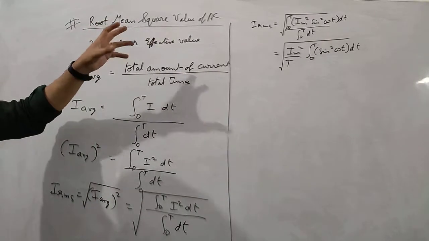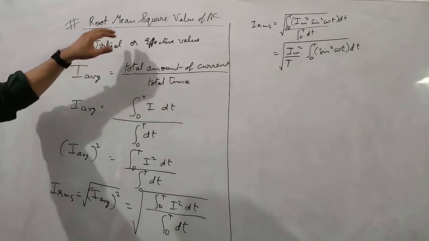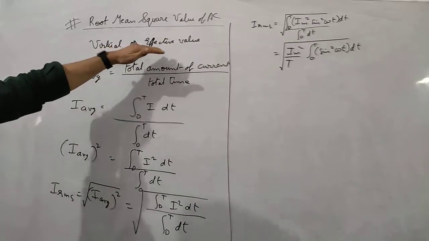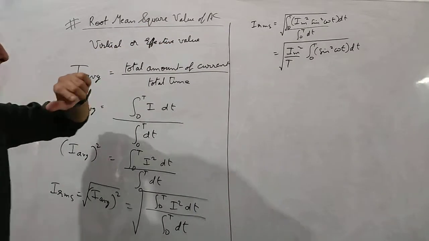Why is it so important? I will tell you towards the end of the video. The root mean square value of AC is also called the virtual or effective value of AC.